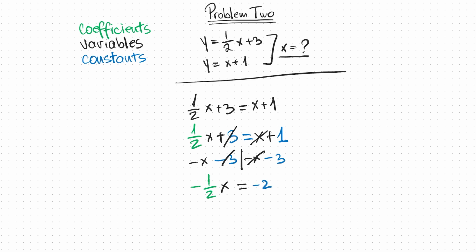Now, step number 3 tells us isolate the variable by dividing both sides of the equation by the coefficient of the variable. The coefficient of the variable is negative 1 over 2, so we're going to divide by negative 1 over 2.